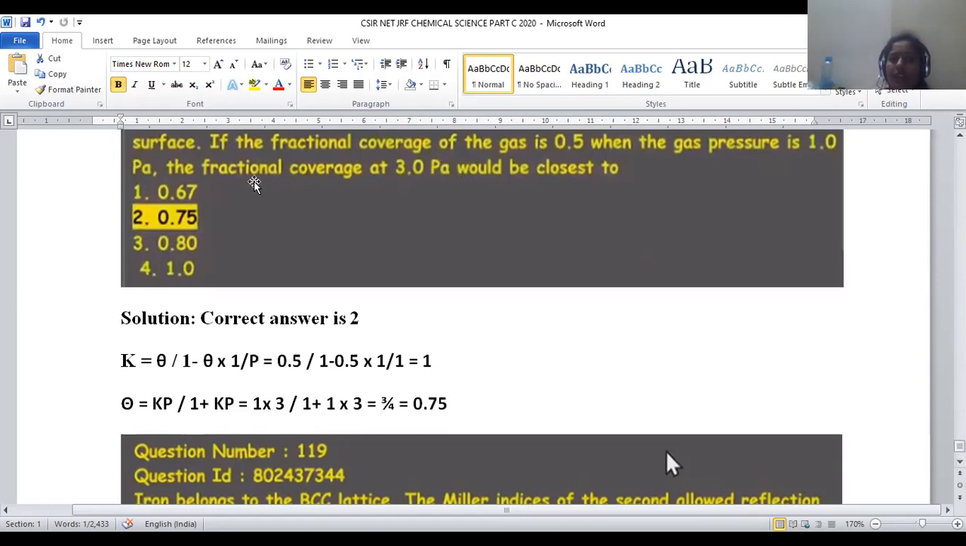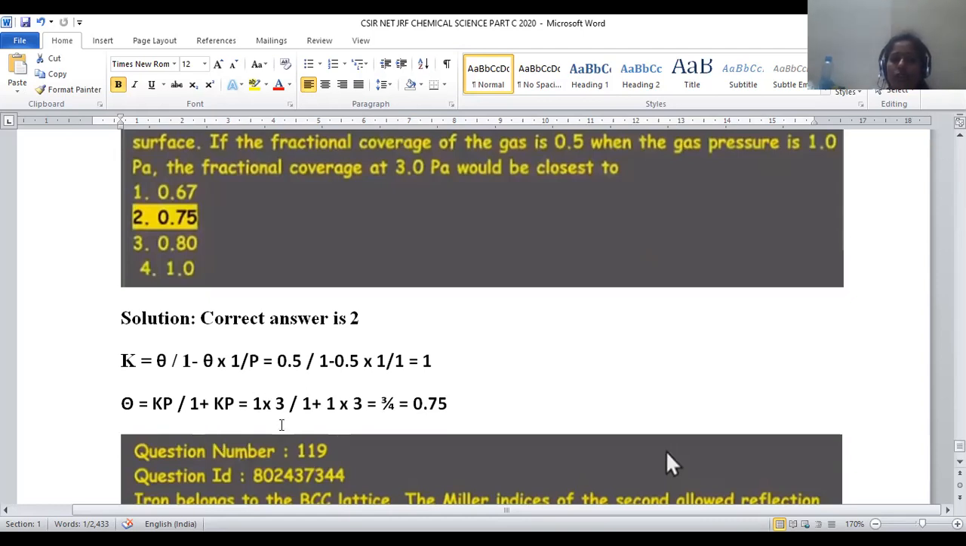For 3 Pascal pressure, we have to predict this fractional coverage. That's why theta needs to be calculated, right? Now let us convert the formula into theta is equal to Kp by 1 plus Kp. So this can be written in another form. Theta is equal to Kp by 1 plus Kp. Here K is nothing but 1, which we just calculated. For this fractional coverage, what is the pressure employed? 3 Pascal pressure is employed.